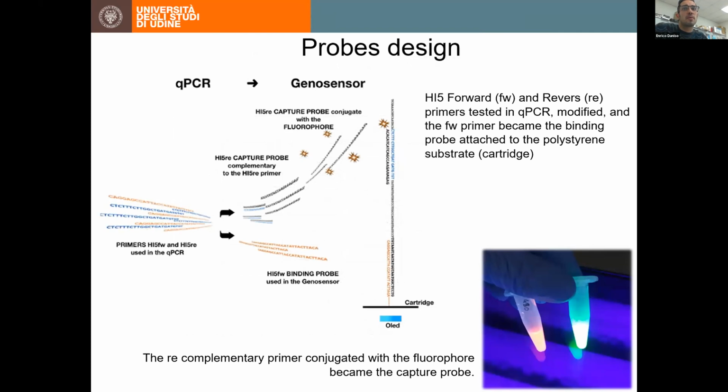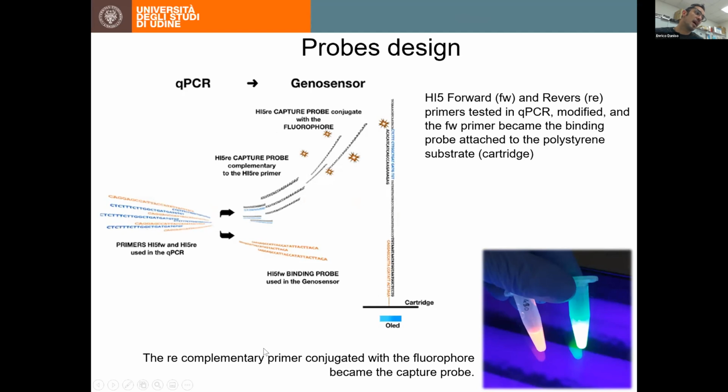So after the use of real-time PCR for the detection of insects in complex matrix, we utilized the primers that we identified in the real-time PCR to produce a new genosensor for the detection of this species. In this slide, I hope the procedure we use to create this genosensor is quite clear. We start from the primers that we use in real-time PCR, in this case for the detection of Hermetia illucens.